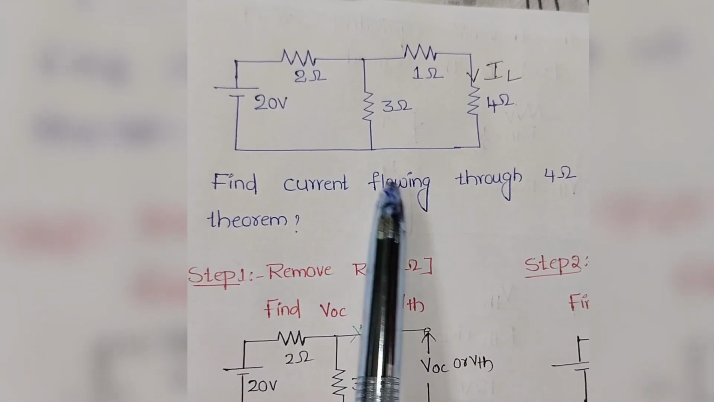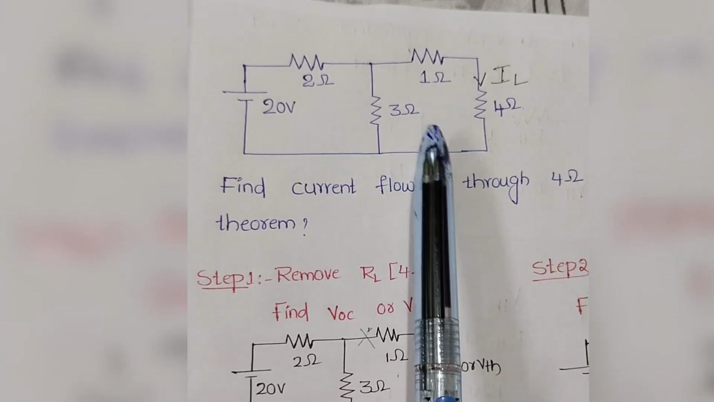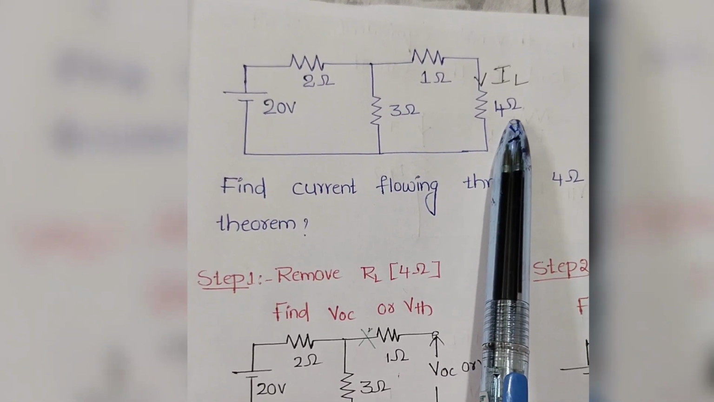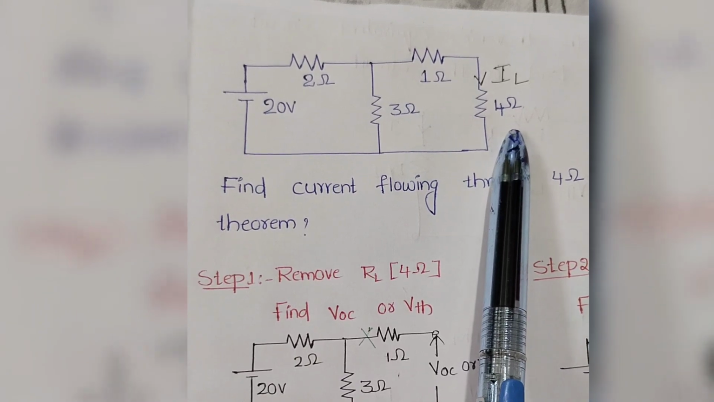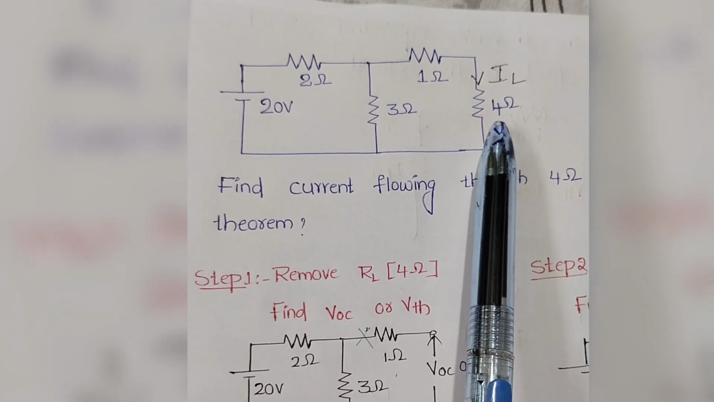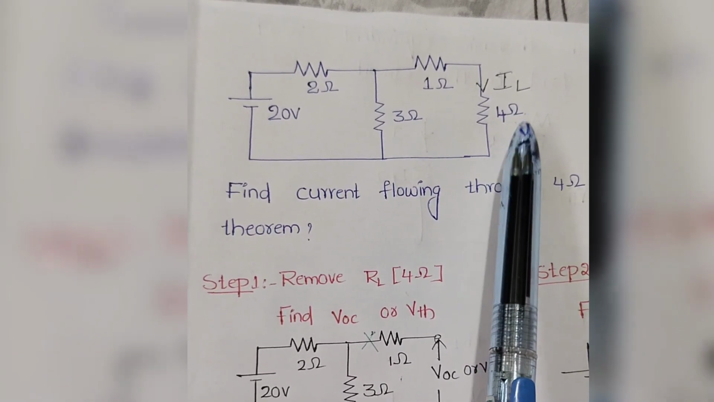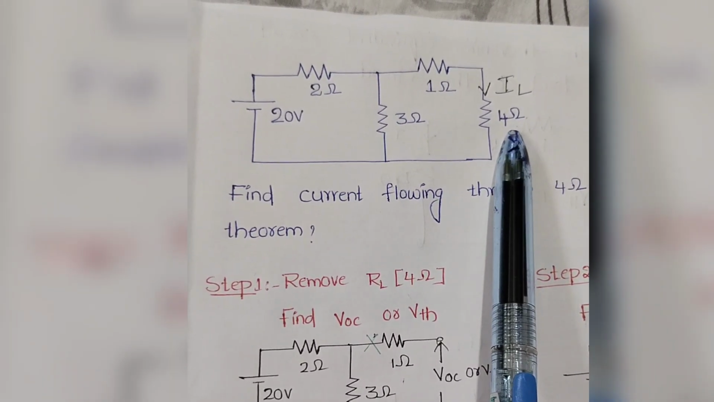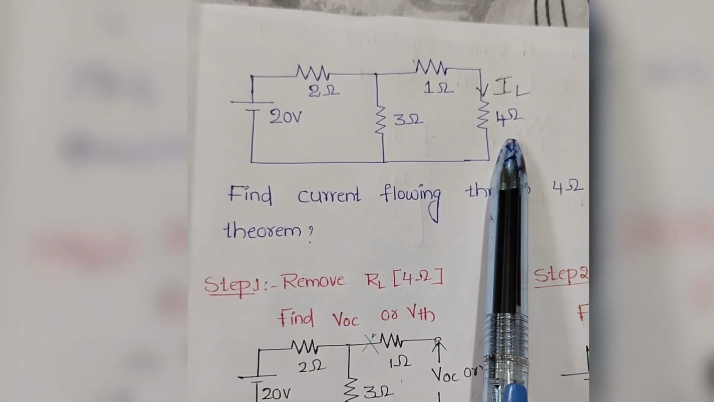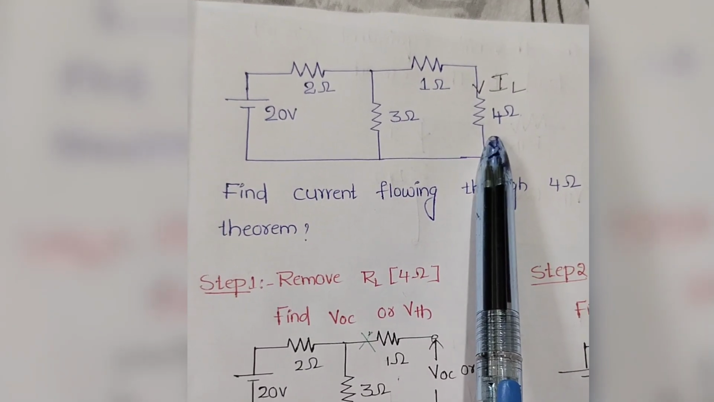Today our problem is all about Thevenin's theorem. Find out the current flowing through the 4 ohms by using Thevenin's theorem is our problem. Here the load is 4 ohms. Why? Because whatever the branch is for which we are finding the response is the load. Here we are finding the current flowing through the 4 ohms.